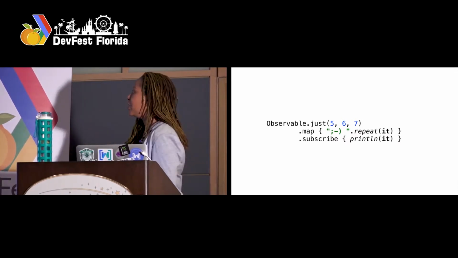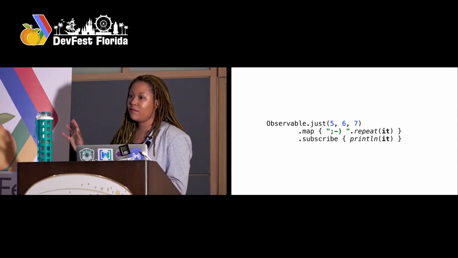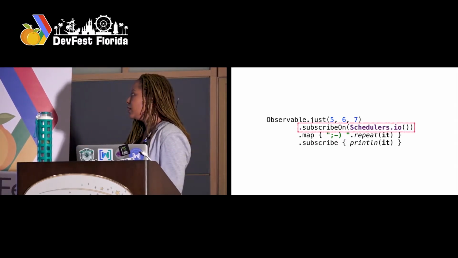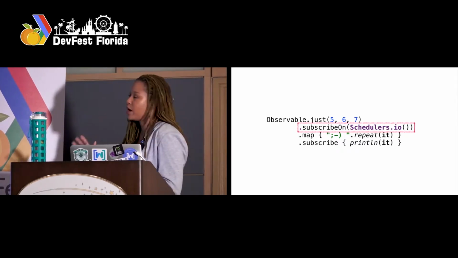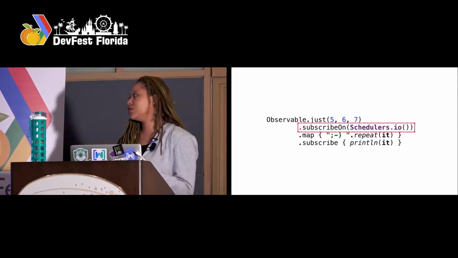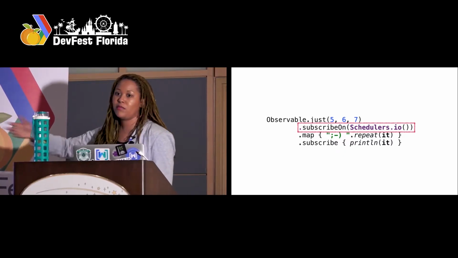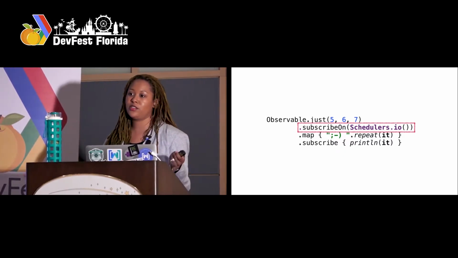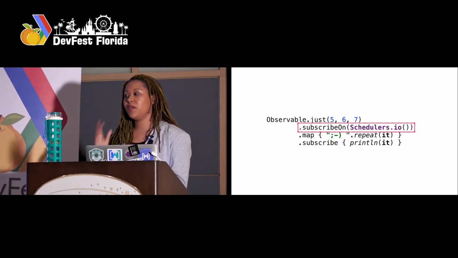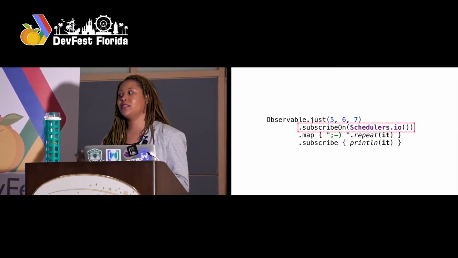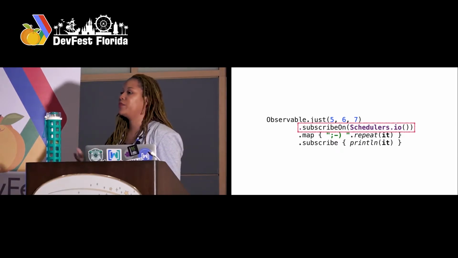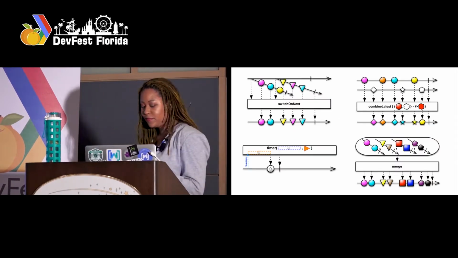Okay, so let's look at a quick example. This is our same map code that we saw before, and now we're just adding one new operator into the chain, subscribeOn. We specify Schedulers.io, but it can be a huge list of schedulers that are available to you. The main thing is RxJava is hiding threading behind a very nice abstraction layer so that you don't personally have to worry about it.